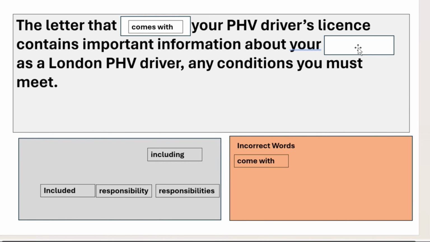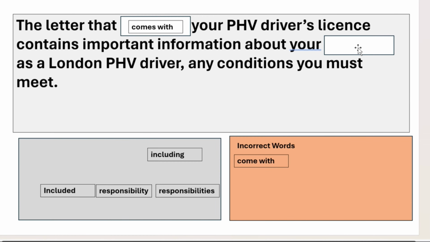Okay, so we have four options, and we just need to complete one gap. So we need to read it again: important information about your gap as a London PHV driver, any conditions you must meet.